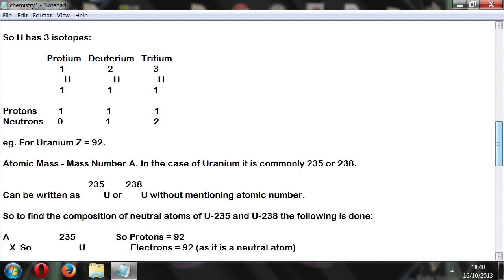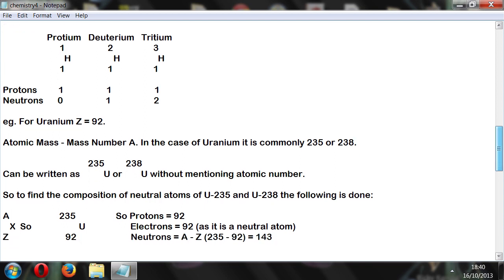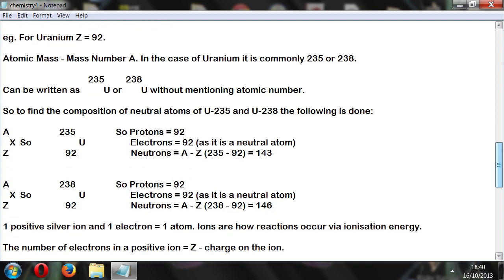So let's look at how to find the composition of neutral atoms. We're dealing with neutral atoms at this stage. We're going to talk about ionized atoms in a moment. So neutral atoms are U-235 and U-238. I've just put that down again one more time.